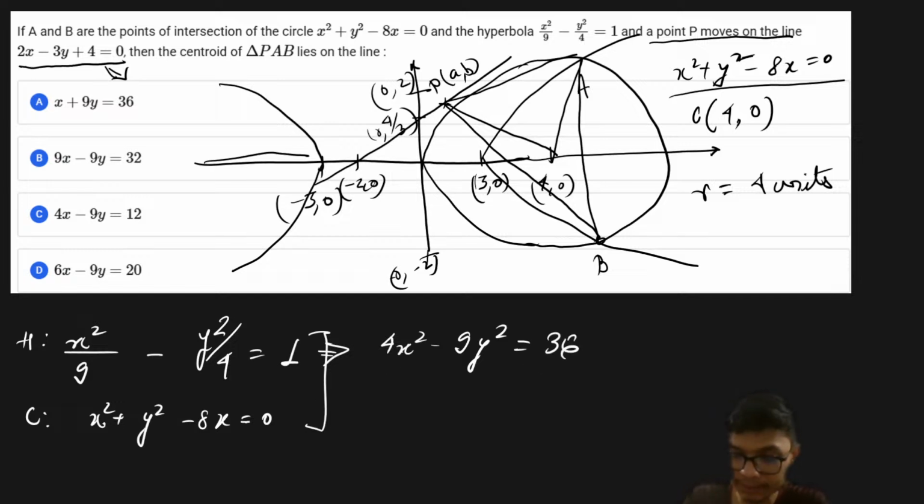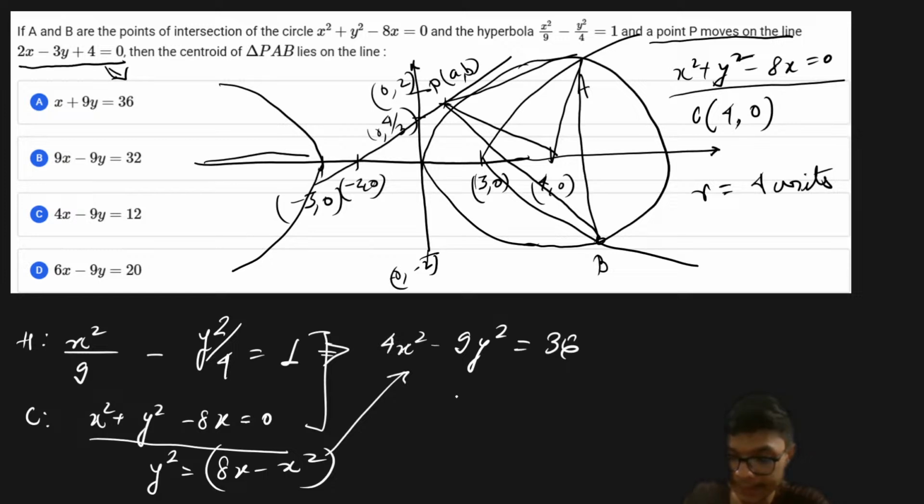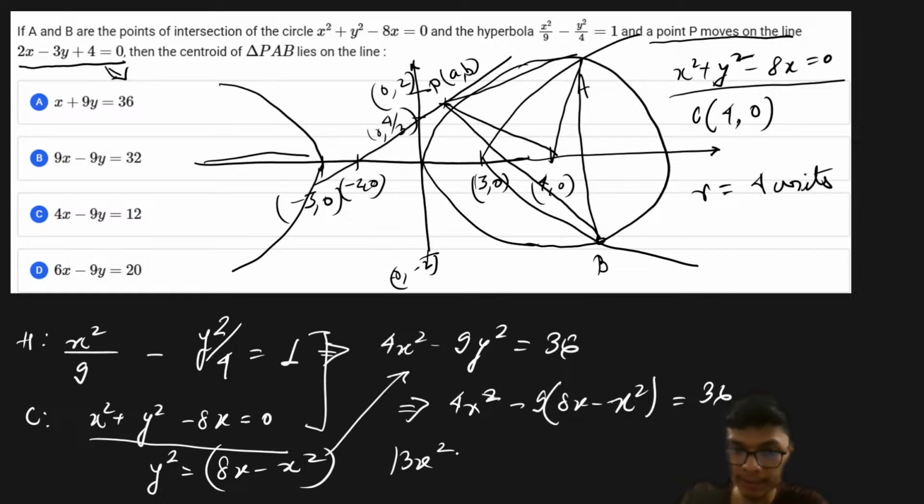From the second equation, if I take out y square is equal to 8x minus x square and put it over here, I'll get a quadratic in x. That particular thing will become 4x square minus 9 times 8x minus x square is equal to 36. From this part, you'll get a quadratic in x like 13x square minus 72x minus 36 is equal to 0.